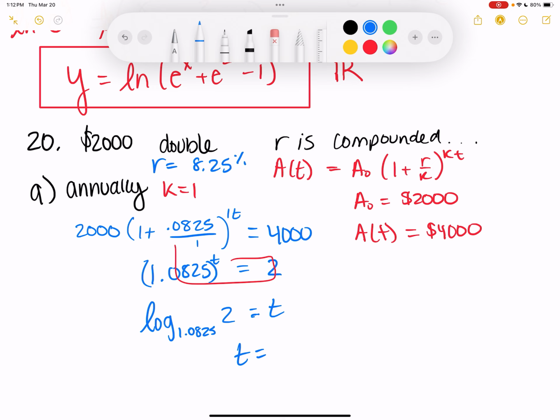How round do you want it? 8.7. What? 8.74.